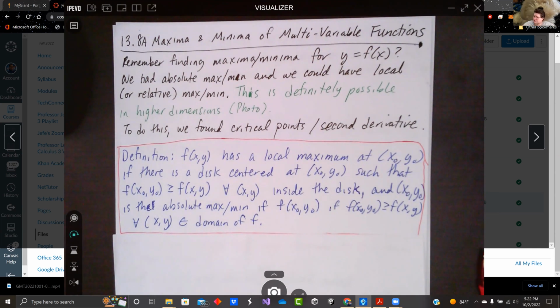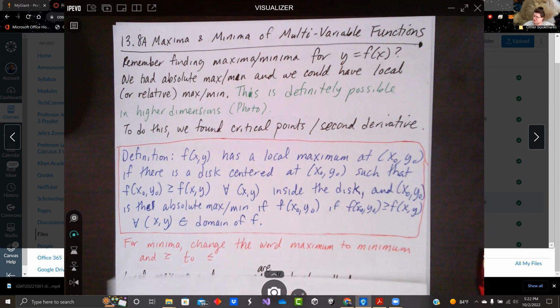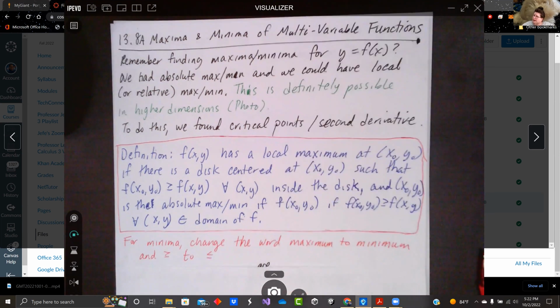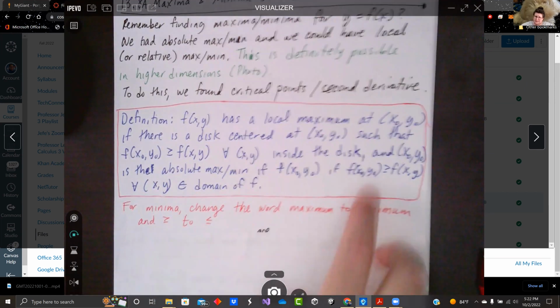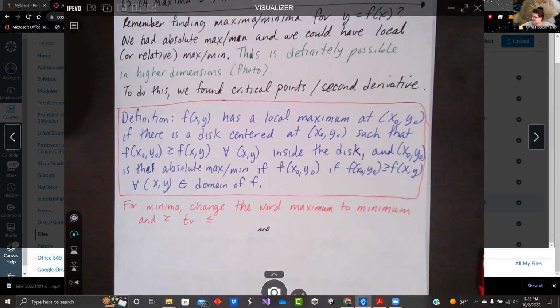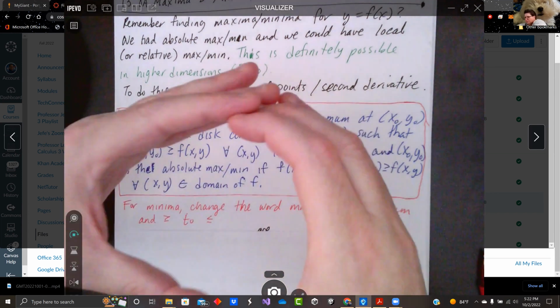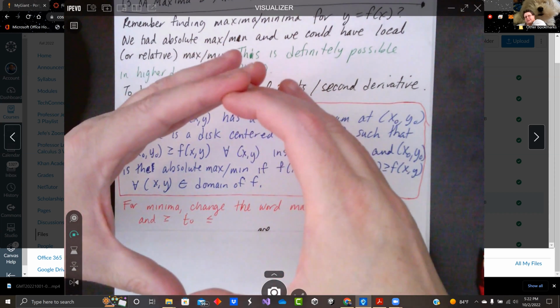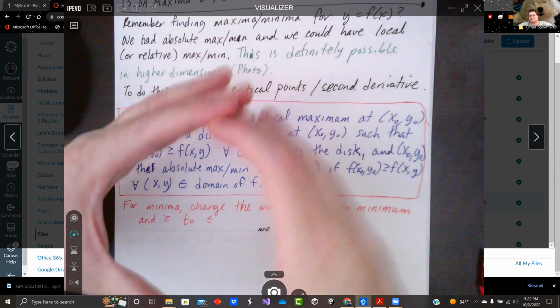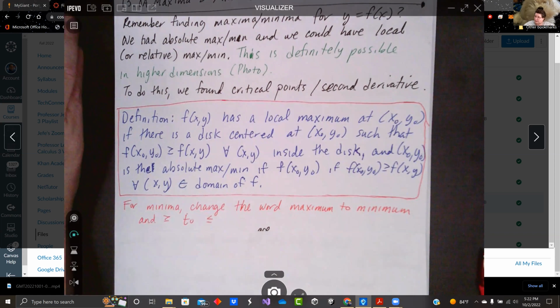If we want to switch this to minima, all we got to do is change the word from maximum to minimum and change the inequality to say less than or equal to in both these cases. So we'll have some disk, and there's a point in the center, and everything around it, the point in the center has a greater value than everything in that disk around it. Okay.